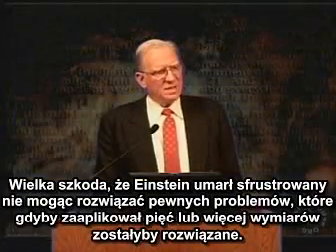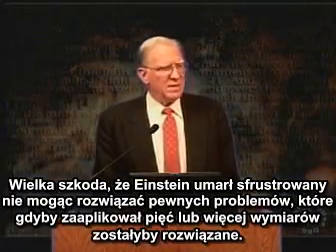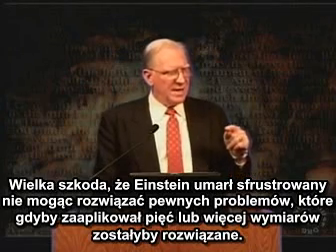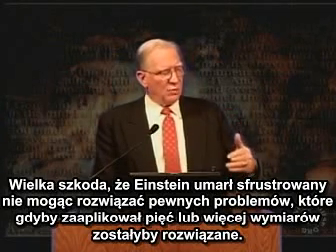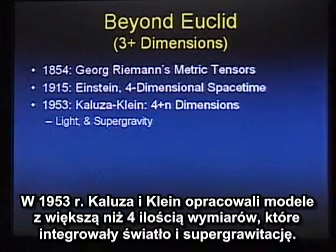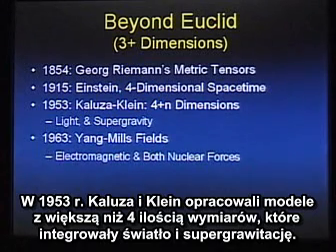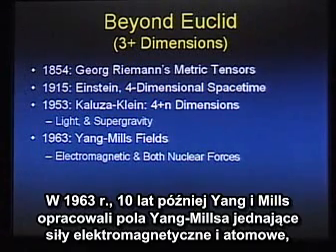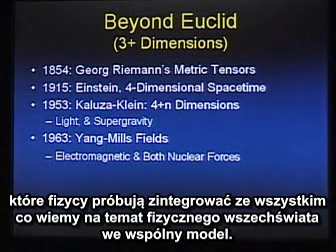And it's too bad that Einstein went to his death frustrated by not being able to solve certain problems, which, if he had applied the technique going to 5 or more dimensions, they would have yielded. It took his successors to do that. Because in 1953, Kaluza and Klein both developed more than 4-dimensional models which integrated light and supergravity in a model. In 1963, 10 years later, Yang and Mills both developed what they call Yang-Mills fields, which reconcile electromagnetic and nuclear forces. Physicists are pursuing some way to integrate all that we know about the physical universe into a common model.